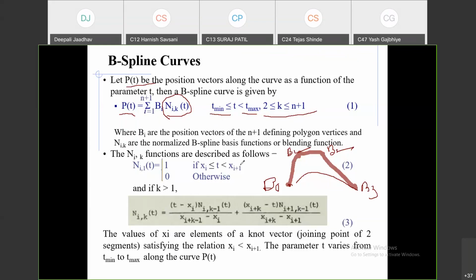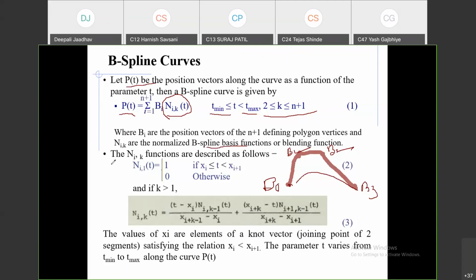Here bi is the position vector of the n plus 1 defining polygon vertices, meaning b0, b1, b2 and b3. So these are the position vectors of this polygon. Nik is the normalized B-spline basis function or blending function. As in the Bezier curve we use the blending function J, here Ni is the blending function. Now this blending function is calculated with two different conditions.